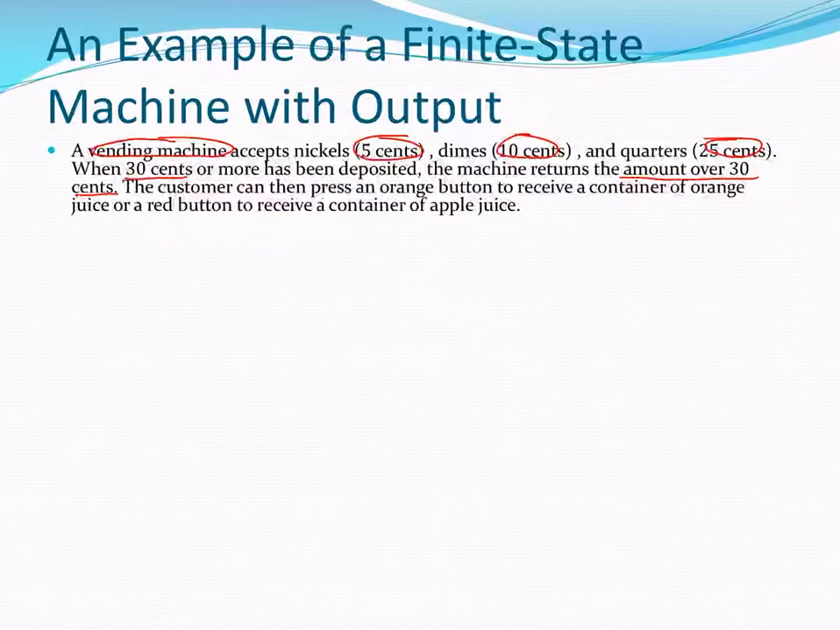Another type of input that a vending machine normally has is pressing a button. If you press an orange button, you get orange juice. If you press a red button, you get apple juice.